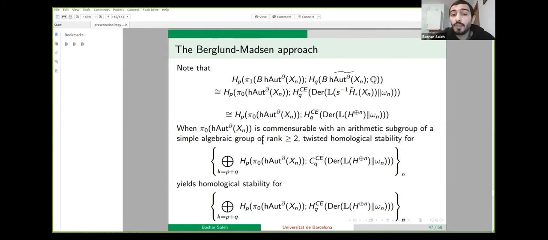of a simple algebraic group of rank at least 2, then we get twisted homological stability for this sequence, with the homology replaced by the Chevalley-Eilenberg chains. So this is much bigger than this, but on the other hand, it's given by a polynomial functor. If we can prove twisted homological stability for this, then it will imply homological stability for this. And this happens sometimes.